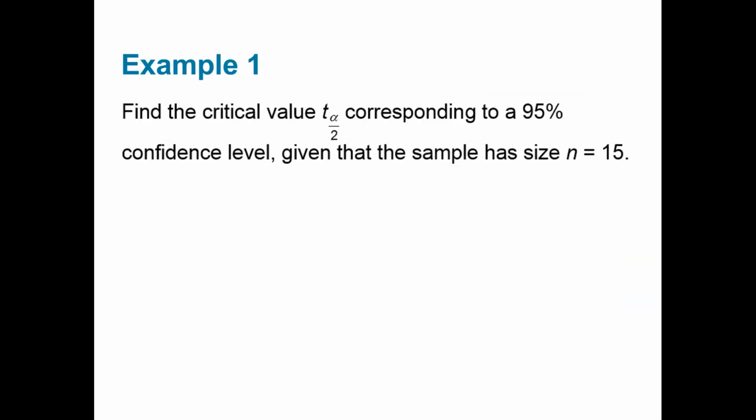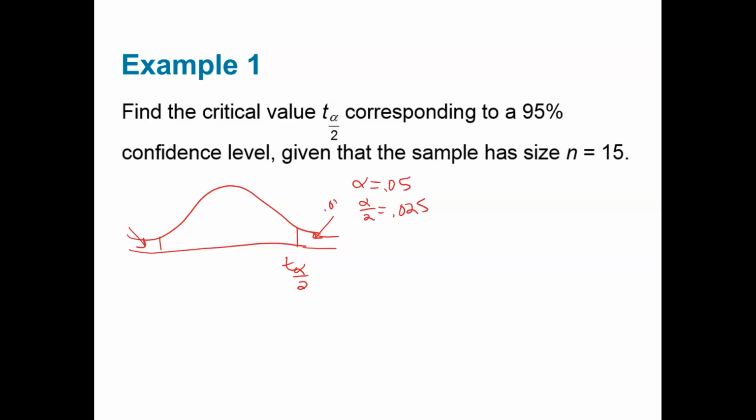So let's do an example. It wants us to find the critical value t sub alpha over 2 corresponding to a 95% confidence level, given that the sample size is n equals 15. I need to find the area to the left. We know that these areas are alpha over 2. If we've got a 95% confidence level, then our alpha is 0.05. Then alpha over 2 is 0.025. And when we type it into the calculator, we want the area to the left, and all of this is 1 minus 0.025.